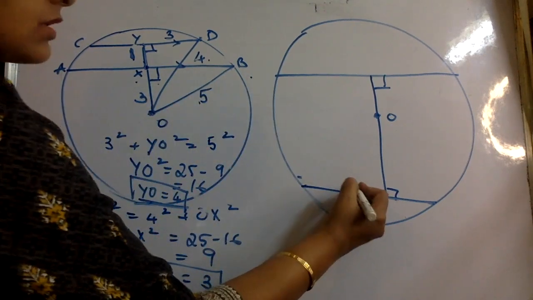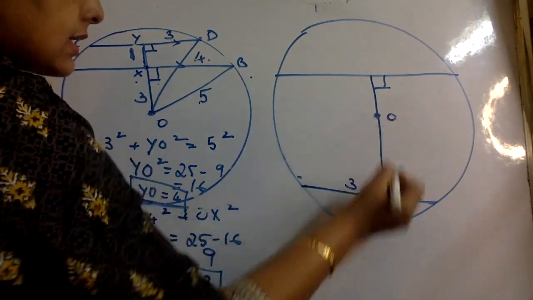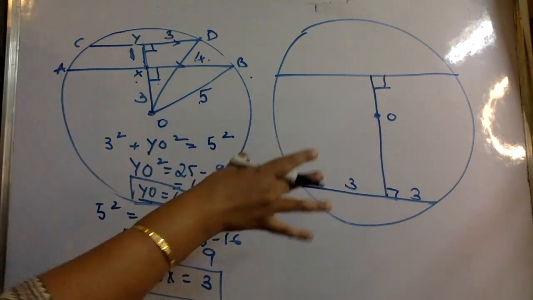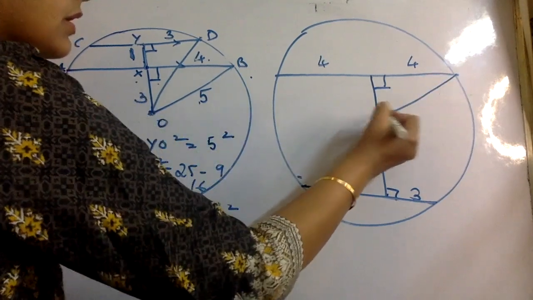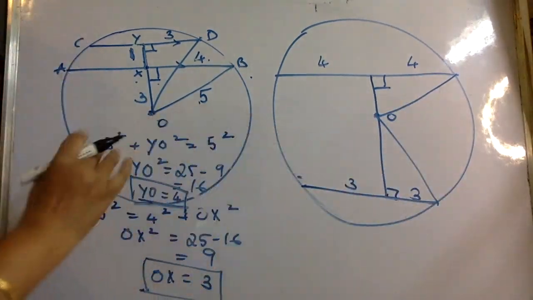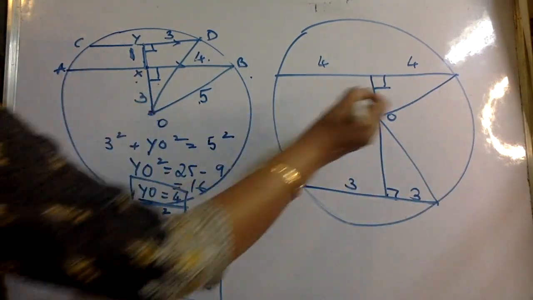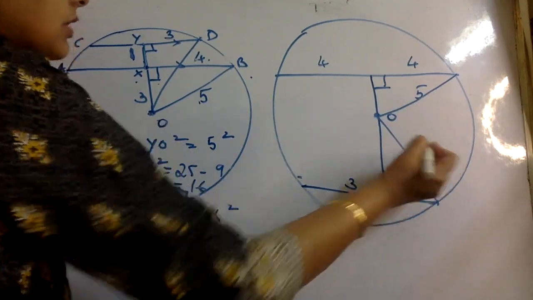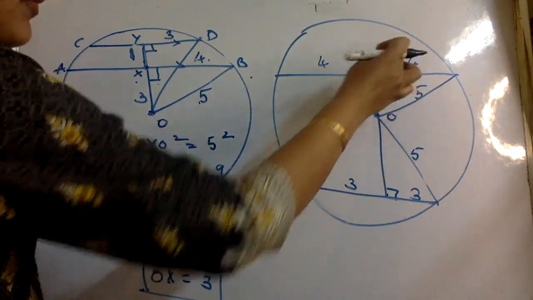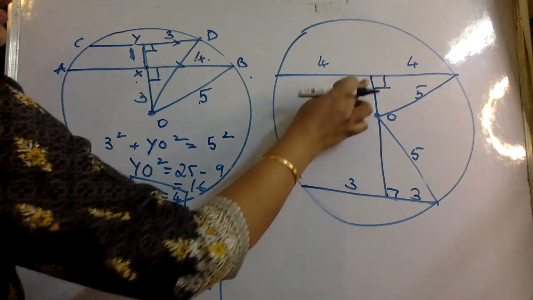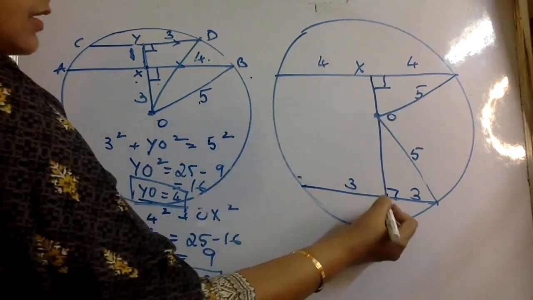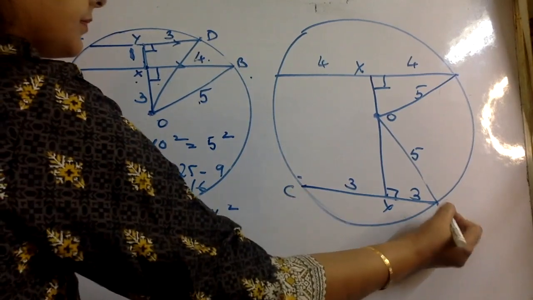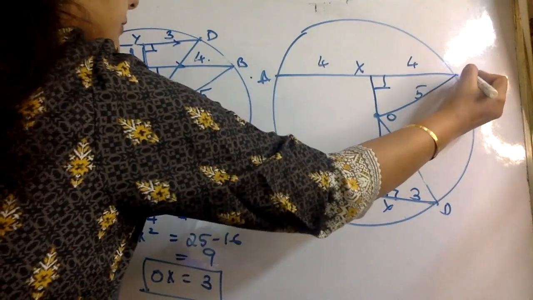This is the smaller one, so this is 3 and this is 3, because the line has come from the center and is perpendicular, so it will bisect. Here this is 4, this is 4. The diagram is redrawn and you see the difference in the diagram in both cases. This is a 5, they have told, this is also a 5. This is the X here and here is the Y. This is the CD and this is the AB, right?